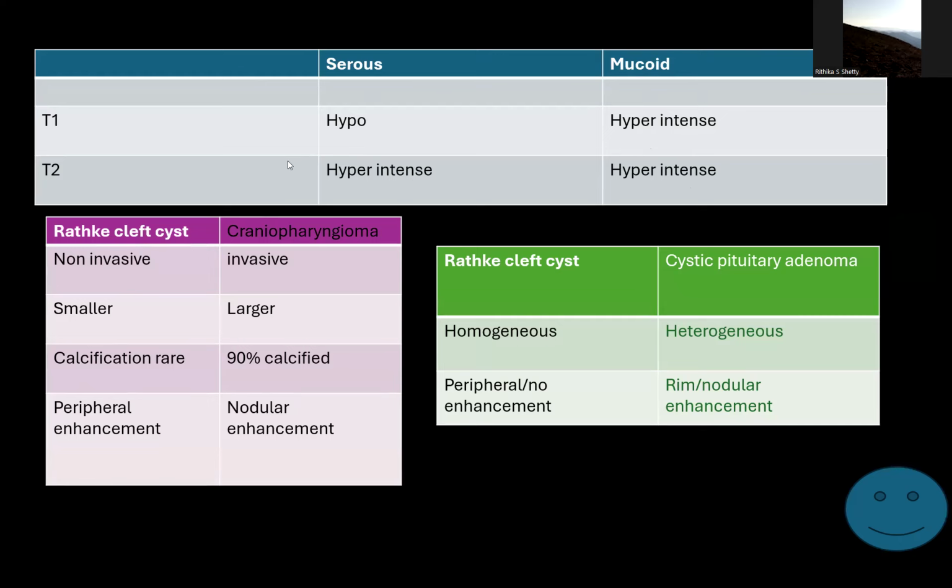Now coming to the important DD for Rathke cleft cyst, which is craniopharyngioma. I told you even craniopharyngioma is T1 hyperintense, but it is very invasive. It is large, seen in the young. 90% of it is calcified based on the variant actually, and there is a difference in the enhancement. As we saw in this, there was a claw sign, with only peripheral enhancement of the pituitary which is pushed, but in craniopharyngioma it will show nodular enhancement. One more DD for Rathke cleft cyst is pituitary adenoma, cystic variant. Again, the most important differentiating feature is that it is heterogeneous and it will show nodular enhancement.